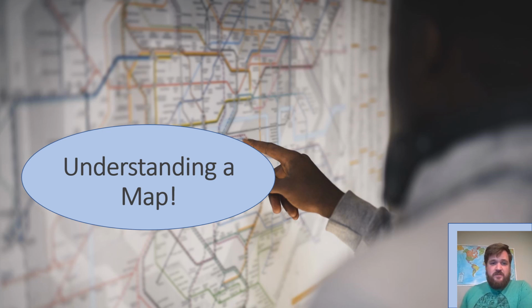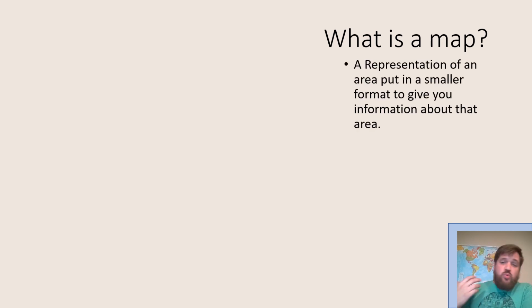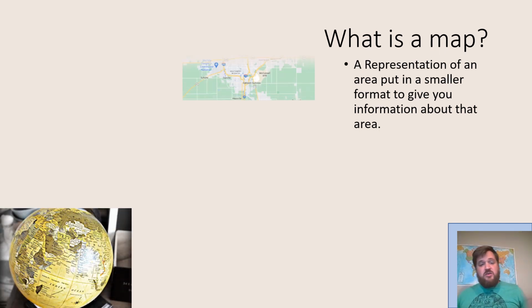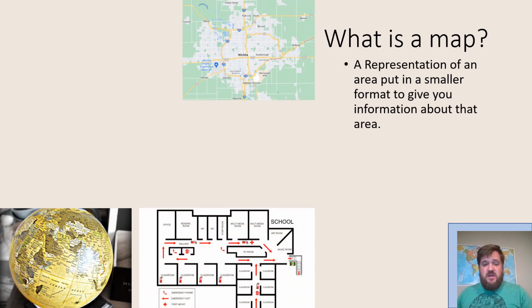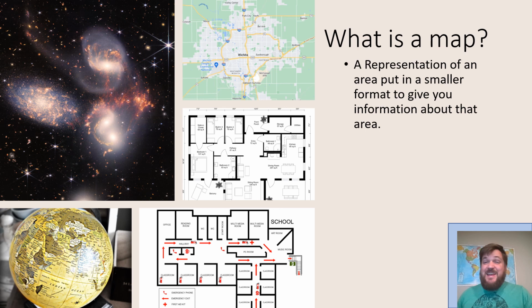So let's get started. What is a map? Simply put, it is a representation of an area put in a smaller format to give you information about that area. Things like globes, Google Maps, the school escape plan, house blueprints, and even images from the James Webb Telescope can be used as a map.